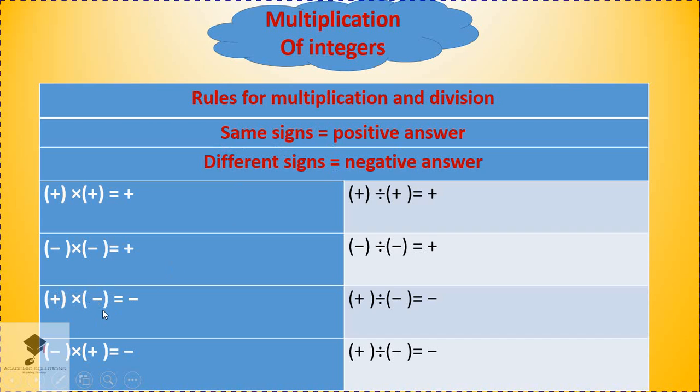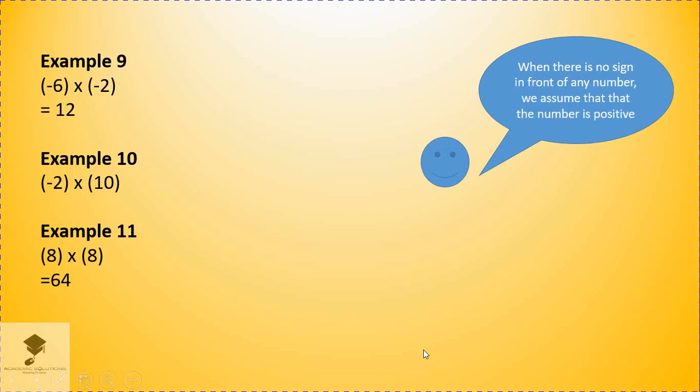And here's the example: positive multiplied by a negative number is going to give you a negative answer, and a negative number multiplied by a positive number is going to give you a negative answer. Even when we're dividing, positive divided by negative is going to give a negative, and negative divided by positive is going to give you a negative number. Now let's continue and do the following example.